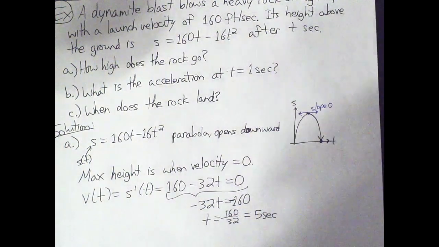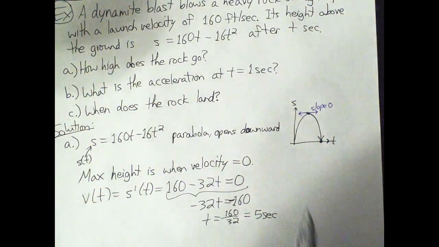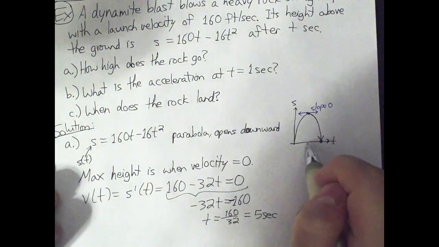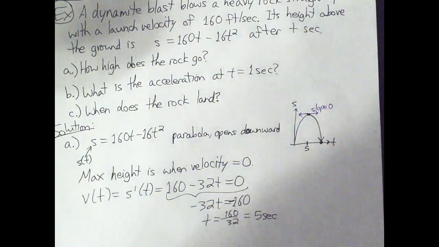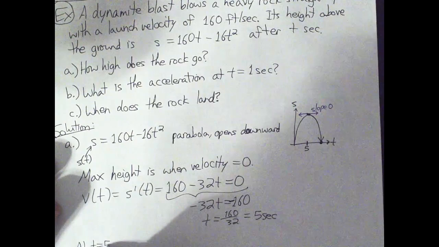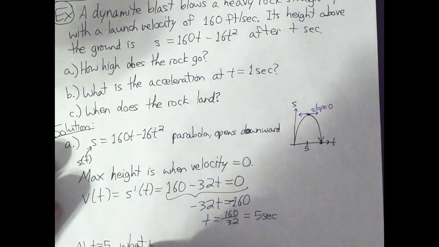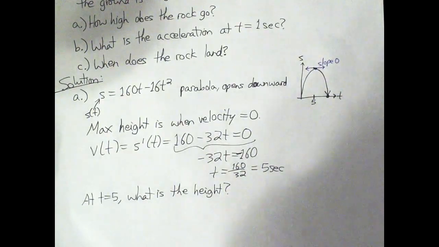It's asking how high does the rock go? You don't say how high does it go 5 seconds. That's a length of time. However, what we did just find is that the maximum height occurs 5 seconds in. 5 seconds into this trajectory, the rock is at the highest point. So at t equals 5, what is the height? If we can answer that, then we'll have the answer to part A.